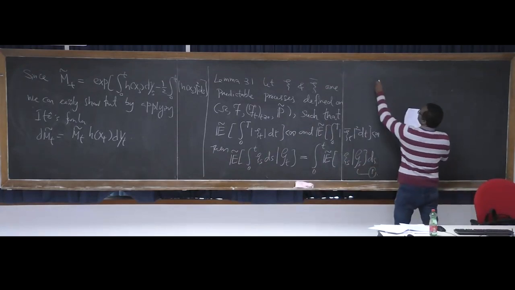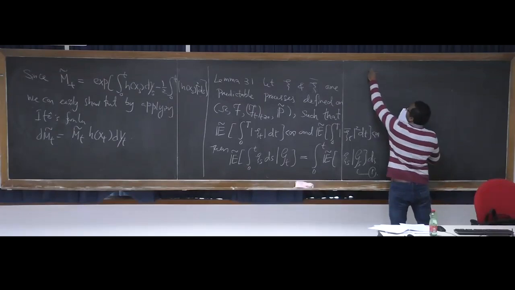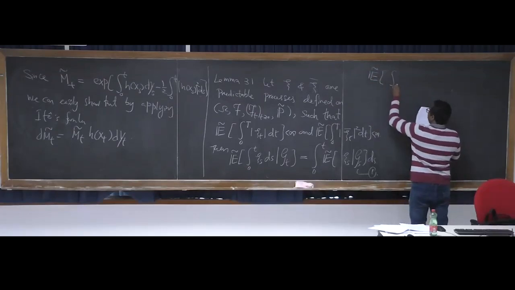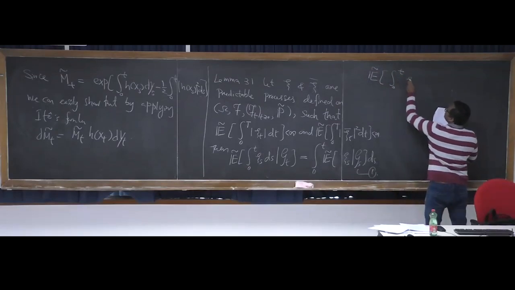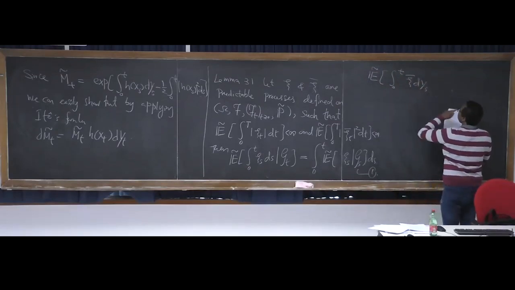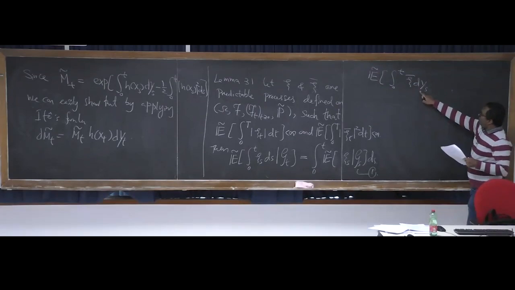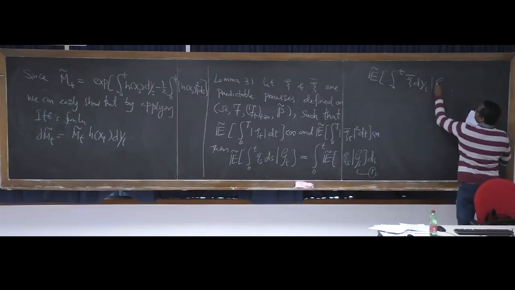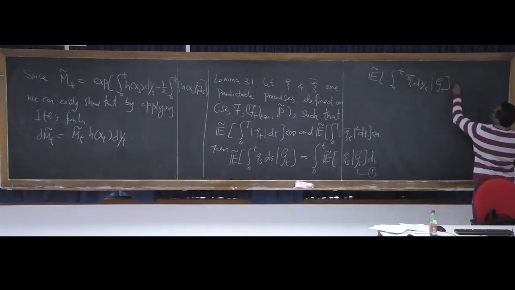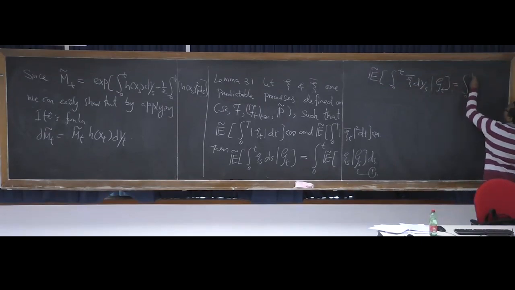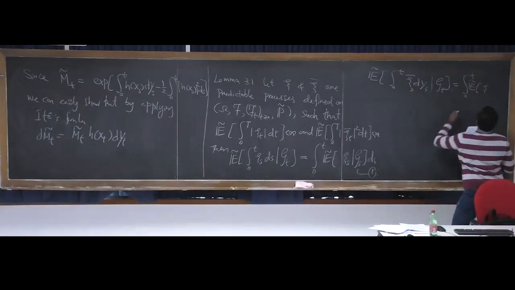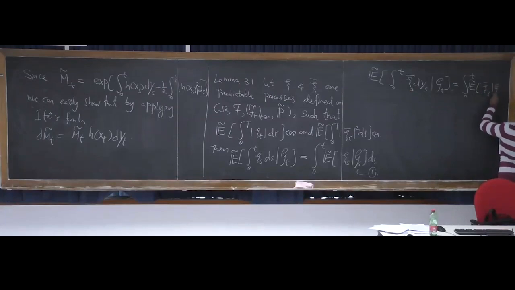The second one is the conditional expectation of the integral from 0 to t of psi bar_s dY_s, a stochastic integral with respect to a one-dimensional standard Wiener process, given G_t, equal to the integral from 0 to t of the conditional expectation of psi bar_s given G_s, dY_s. Okay, so this is the second result.